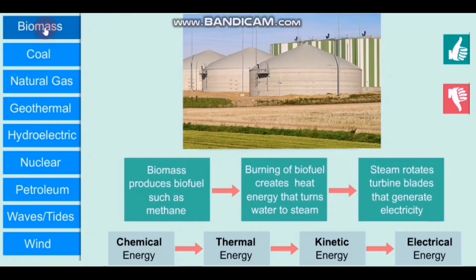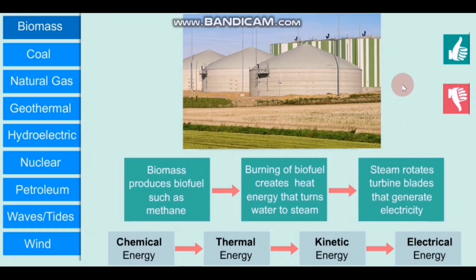First is biomass. This diagram shows a biomass power plant. Biomass produces biofuel such as methane. The burning of this biofuel creates heat energy that turns water into steam. This steam is later used to rotate the turbine blades, which generate electricity. This chart shows the energy changes that occur in the biomass power plant: from chemical energy to thermal energy to kinetic energy, and finally electrical energy is produced.